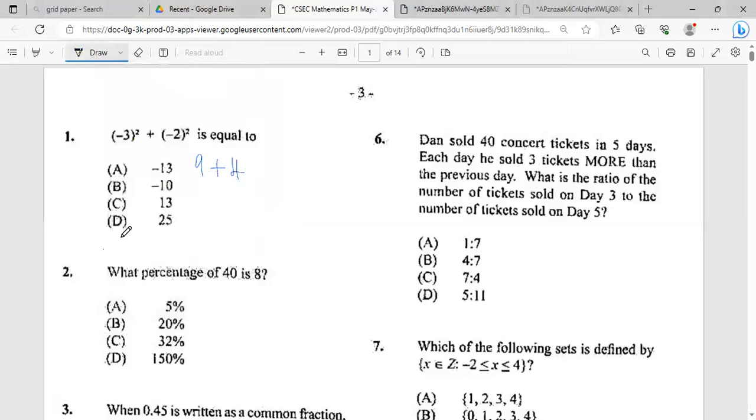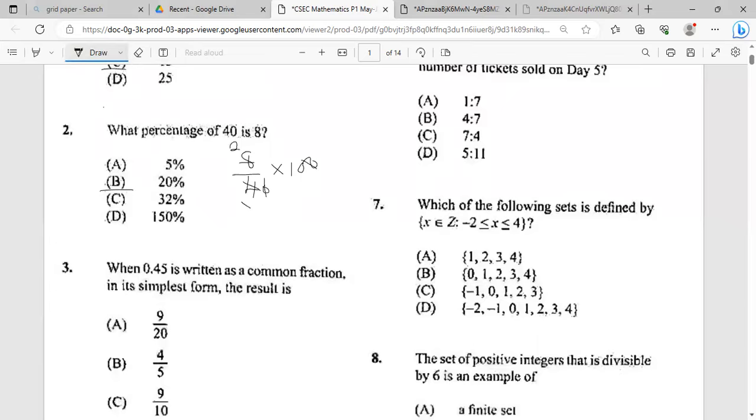So this one, number 13, was a repeat. What percentage of 40 is 8? So we just put 8 over 40 and times by 100%. Guys, this is going to be a bit longer because I'm going through it thoroughly. 4 into 8 goes 2 times. 2 times 10, 20%.